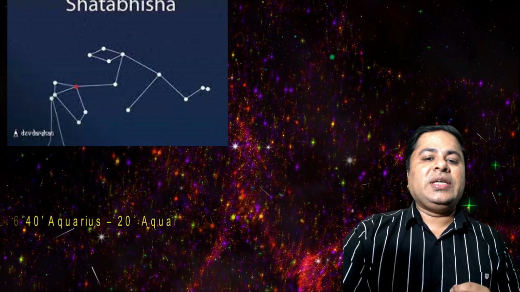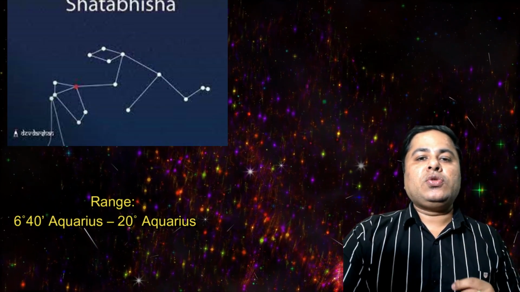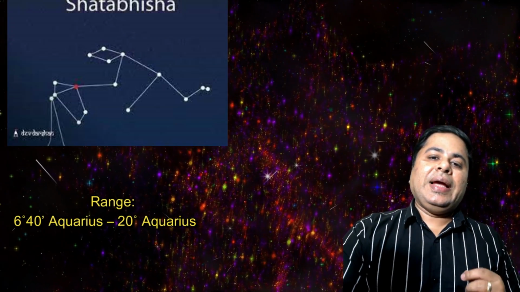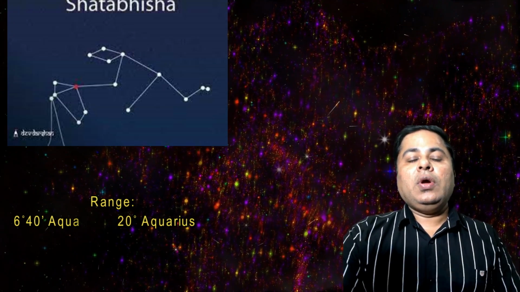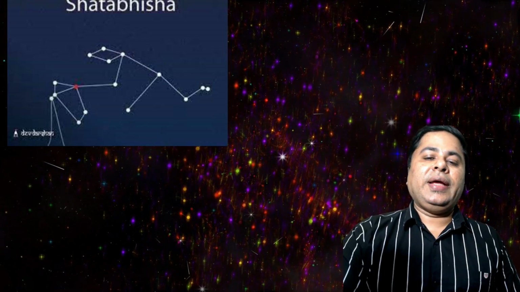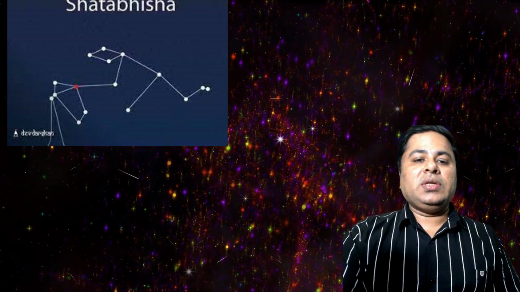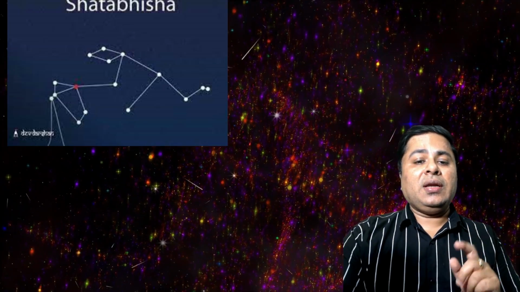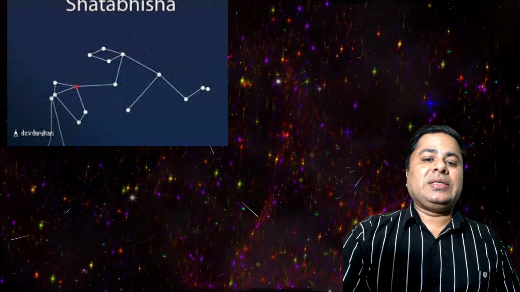Now comes the 24th nakshatra, Shatabhisha. It ranges from 6 degrees 40 minutes of Aquarius to 20 degrees of Aquarius. Its ruling planet is Rahu. Its deity is Varuna, the rain god. Its guna is tamas. Its symbol is an empty circle. Now comes the characteristics.